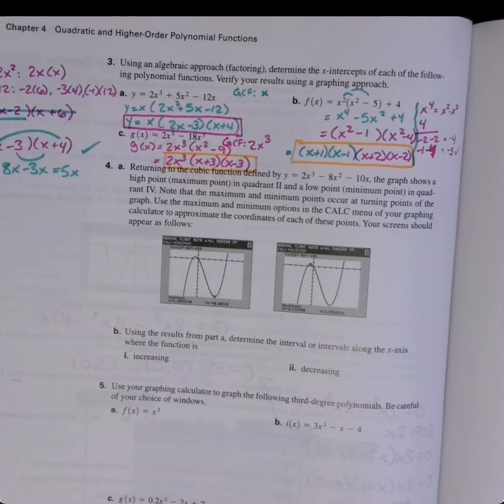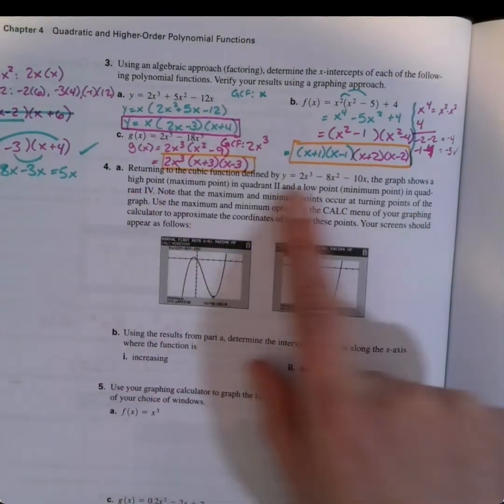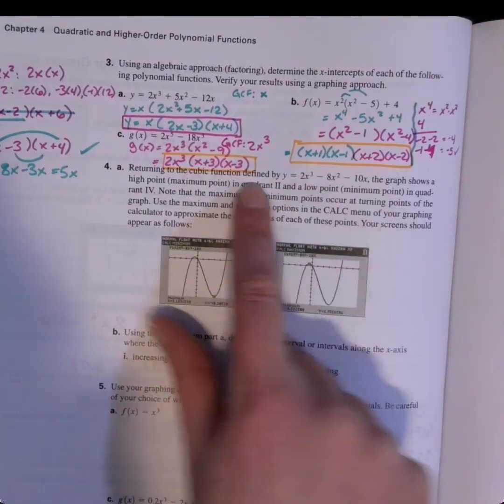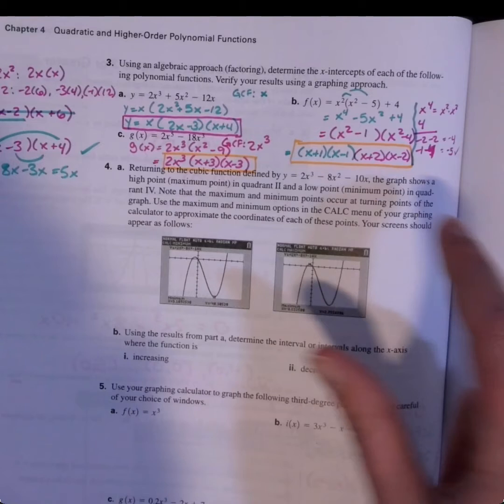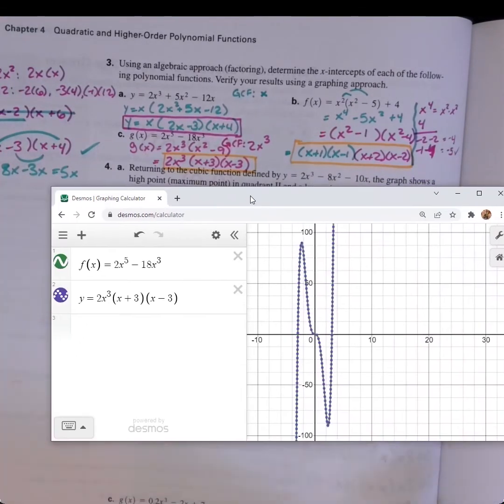Okay. And that's what this block right here is saying is maybe not. Oh, we're talking about maxes and mins. Okay, so returning to the original cubic function, we want to talk about the highest point and the lowest point and intervals of increase and decrease. Okay, so let me get that function typed back over here.